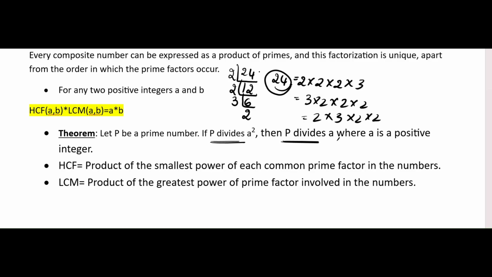For example, this 24. Here, see here, 2 we have written 3 times, so 2 power 3, and 3 we have written only 1 time, so 3 power 1. The product of smallest power means we should look into the powers, the smallest power of each common prime factor in the numbers. LCM means the product of the greatest power of each prime factor involved in the numbers. Let us see one by one.